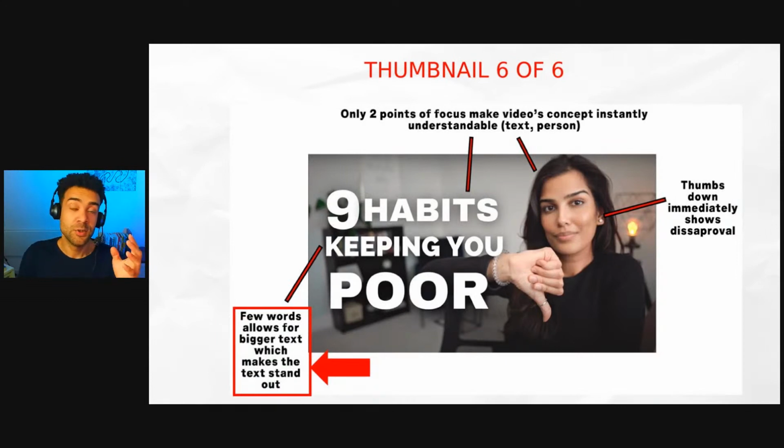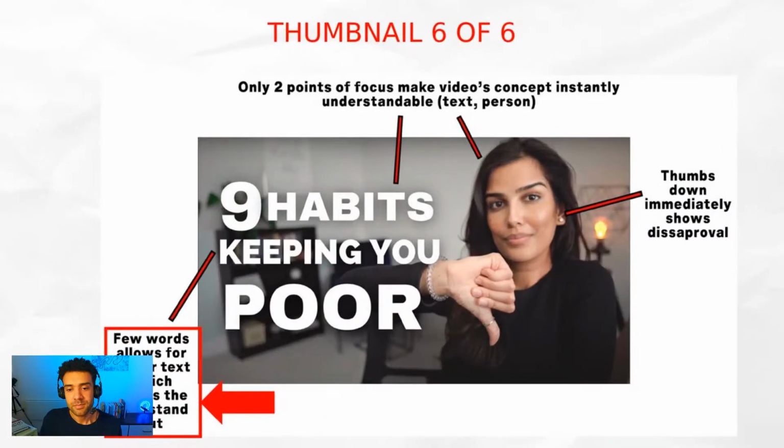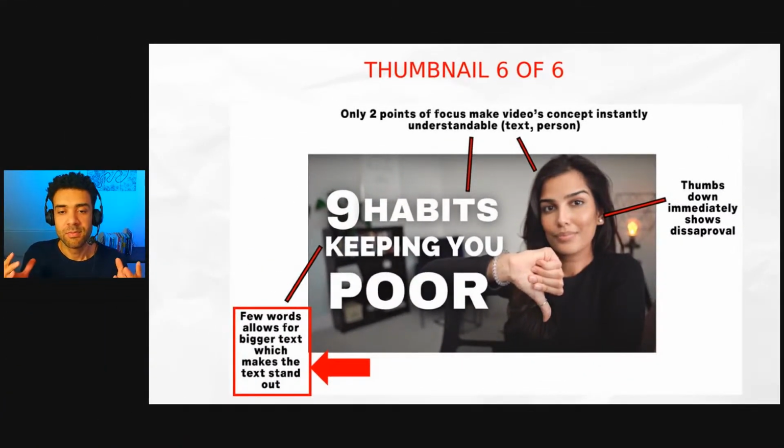Even though the YouTubers used words in this thumbnail, they've only used a few words. What's that? 1, 2, 3, 4, 5. 9 habits keeping you poor. And by using just a few words, the YouTuber has been able to make that text much bigger because, yeah, there's fewer characters in the text.